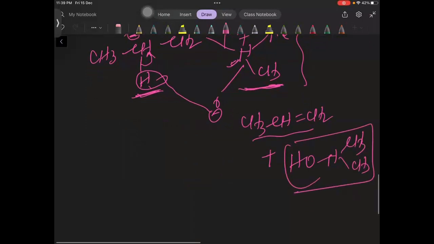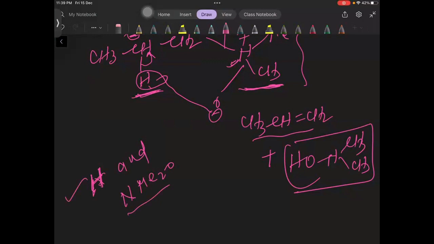Okay. So did you observe one thing here? Hydrogen and NMe2 I have written on the same side. So hydrogen and NMe2 must lie on the same side. Right?